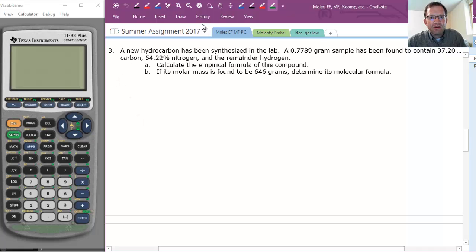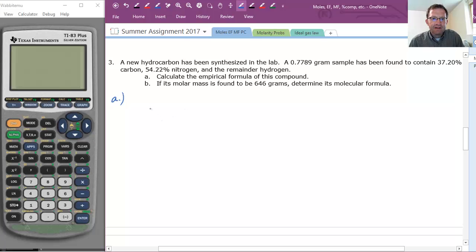So don't let it intimidate you, but feel free, if you're feeling a little brave, to go ahead and do as much of this as you can, or even the whole thing. And if you get it right, you're gold. That's awesome. Okay, so let's take a look at the information they've given us.